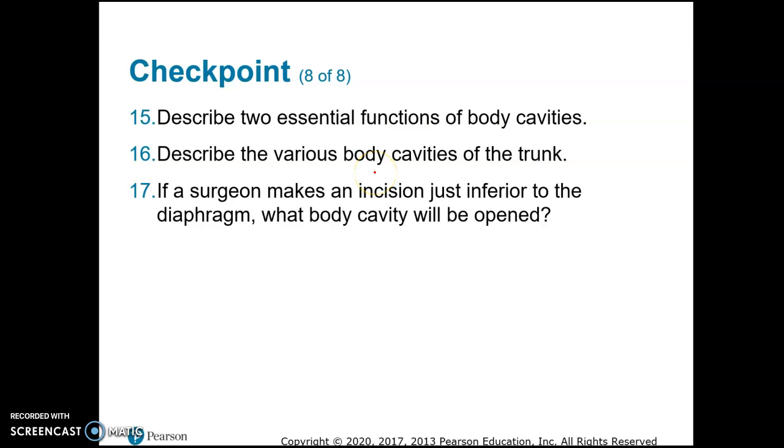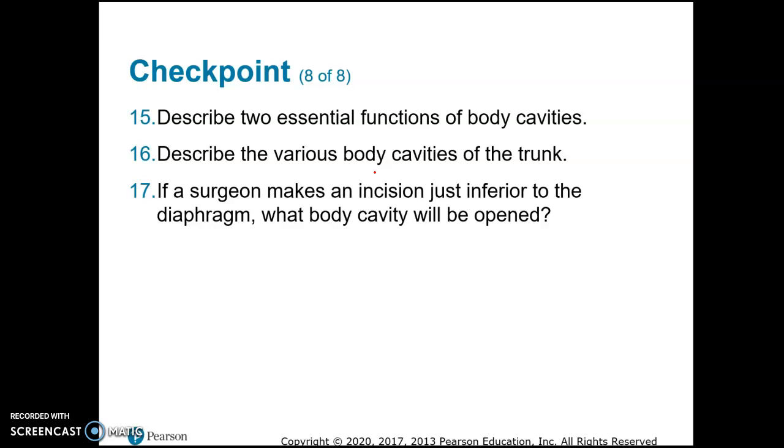Describe the various body cavities of the trunk, and we had the thoracic, the abdominopelvic, and then you could go even further: inside the thoracic cavity are the pericardial and the pleural cavities, the mediastinum, and then the abdominopelvic cavity.